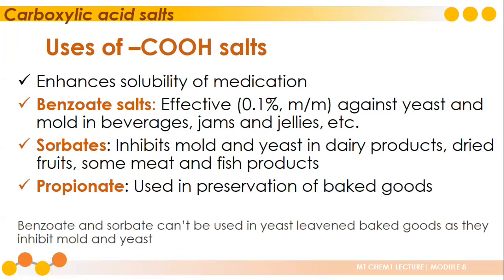Please keep in mind that benzoate and sorbates cannot be used in yeast-leavened baked goods, as they inhibit mold and yeast. Okay? So benzoate salts and sorbate salts cannot be used in baking, especially those that need the rising of the yeast or the dough, because their job is to inhibit the growth of mold and yeast. You also have to keep in mind that carboxylic acid salts do not kill yeast and molds. Okay, what they do is that they only change the surrounding environment. They make the environment not suitable for yeast and mold to grow.